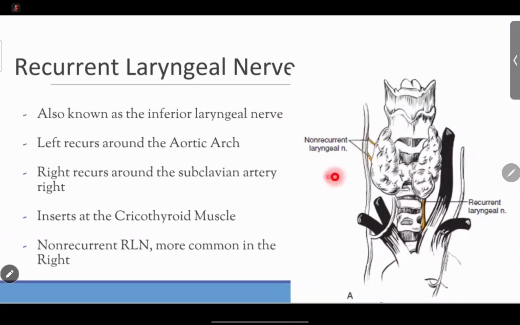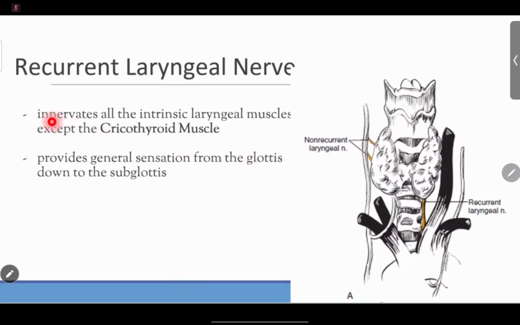I didn't put it in the slide, but take note, it's more common on the right, around 1%. So some would present with a non-recurrent laryngeal nerve on the right. Their insertion would be along the cricothyroid muscle and then it supplies your intrinsic laryngeal muscles. It innervates all intrinsic laryngeal muscles except your cricothyroid. And also your recurrent is not just motor. It also supplies general sensation from the glottis down to the subglottis.